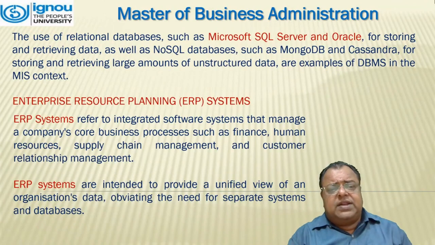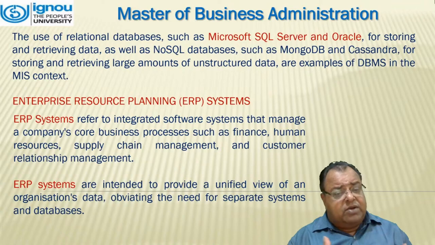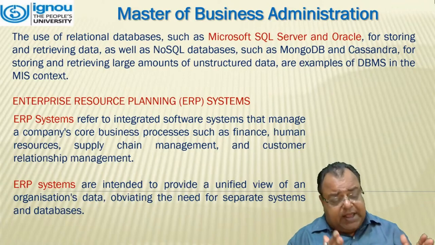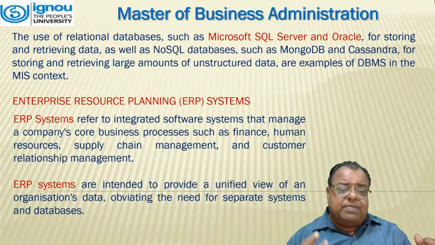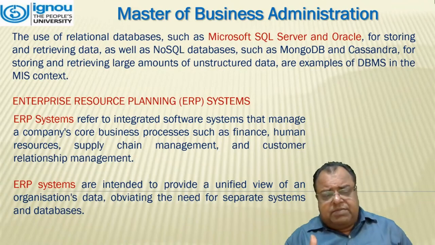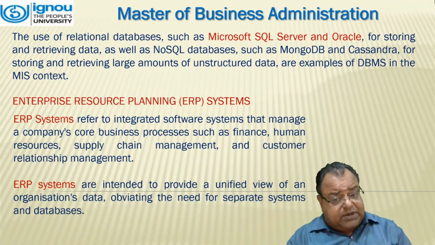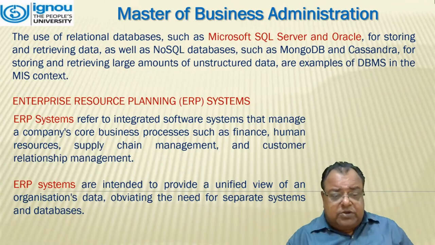The use of relational databases such as Microsoft SQL Server and Oracle for storing and retrieving data, as well as NoSQL databases such as MongoDB and Cassandra for storing and retrieving large amounts of unstructured data, are examples of DBMS in the MIS context. Then comes Enterprise Resource Planning System, in short, we call it the ERP system. An ERP system refers to an integrated software system that manages a company's core business processes such as finance, human resources, supply chain management, and customer relationship management.